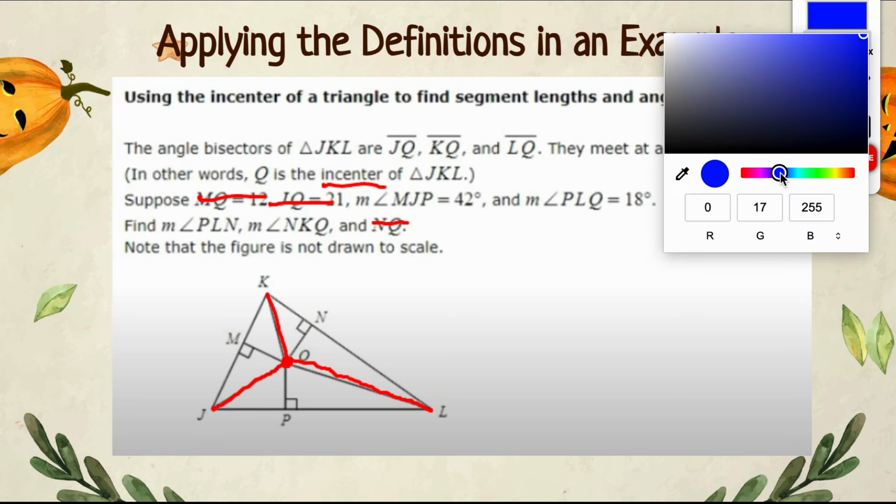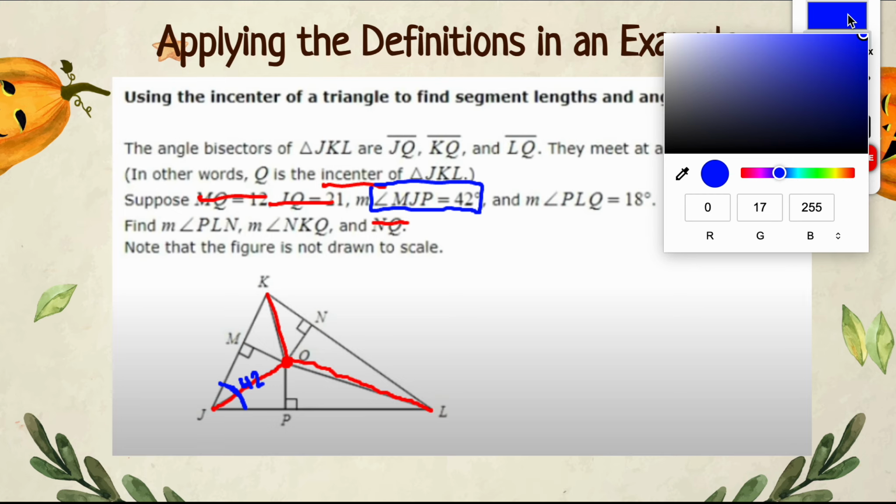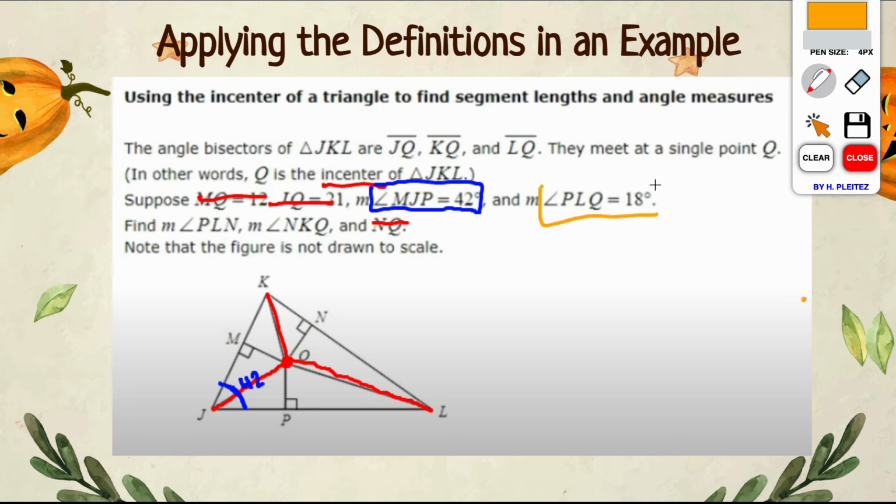So a super important thing that we do is we want to make sure we are labeling where our angles are. So it says angle MJP, which is this entire angle here. That is 42 degrees. And then we have, let's use a different color, this orangish color, that PLQ is 18. Now PLQ is only this small region right here. So make sure we are going slow when we are labeling.